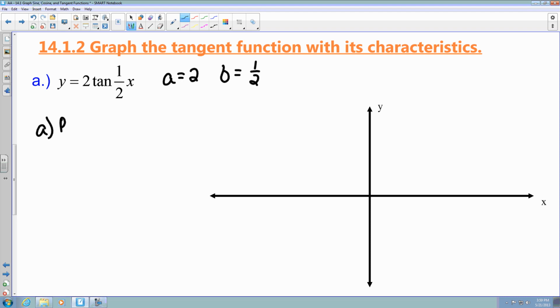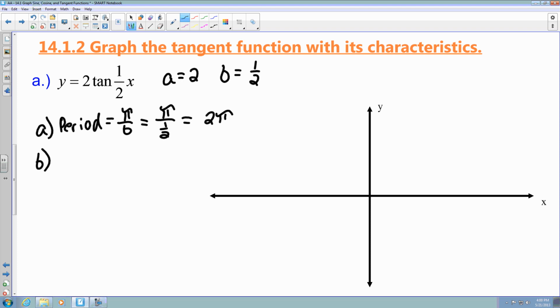The first thing I want to find is what the period is for this function. The formula for the period of tangent is pi over b. So if I'm looking at this one, I'm going to have pi over 1/2. So now this is going to be 2 pi. So my period is 2 pi.